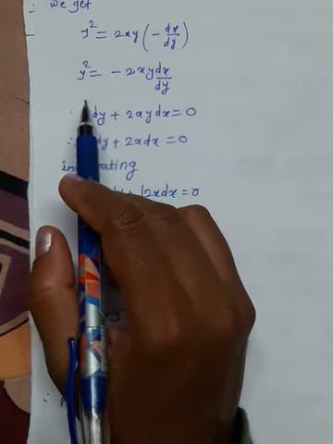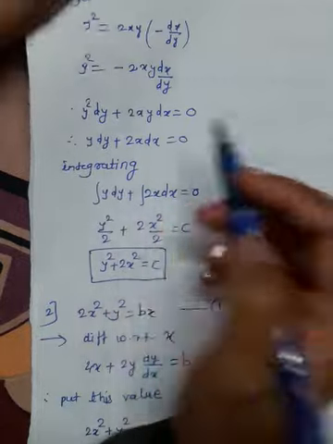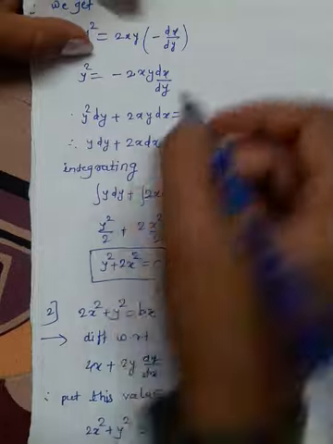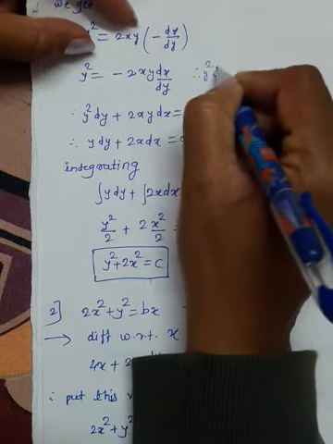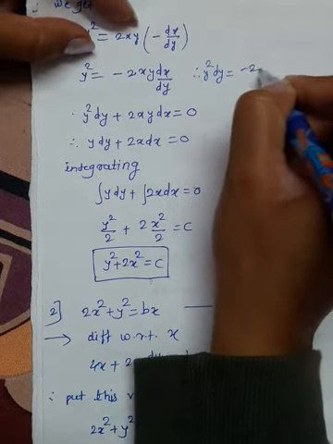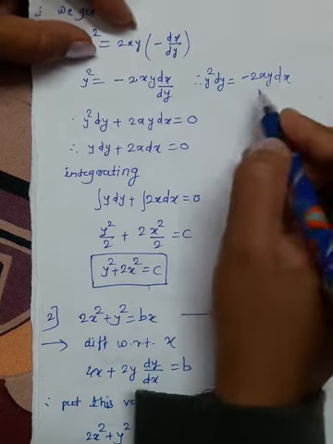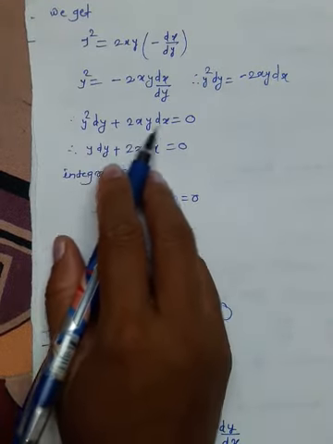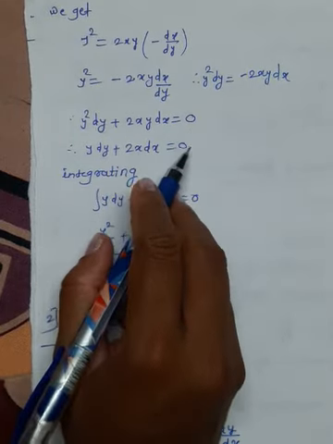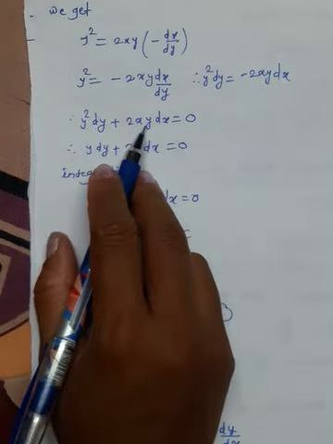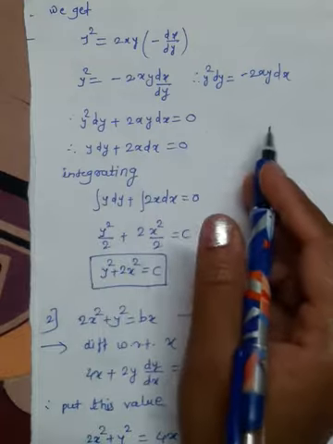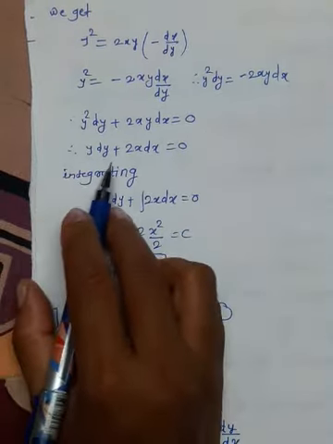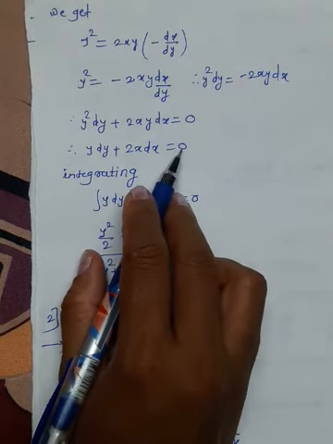Most of the examples are of exact and non-exact form. We get y square dy is equal to minus 2xy dx. Now take this minus 2xy on that side, we get y square dy plus 2xy dx is equal to 0. Now cancel out one y, because on the RHS side 0 is there. Divide by y, because one y can be cancelled. It becomes y dy plus 2x dx is equal to 0.